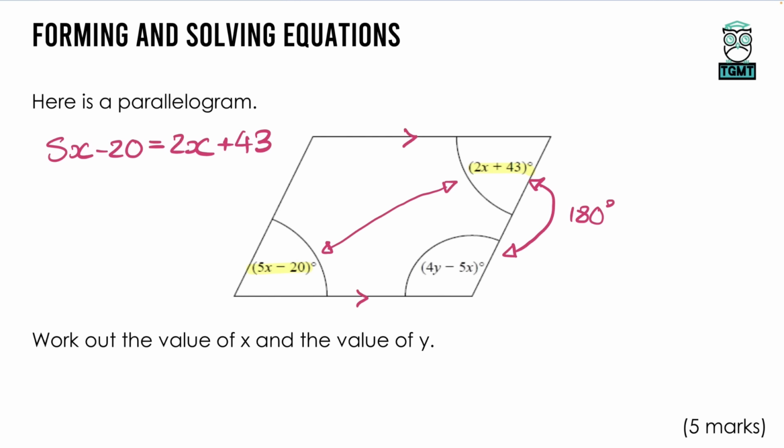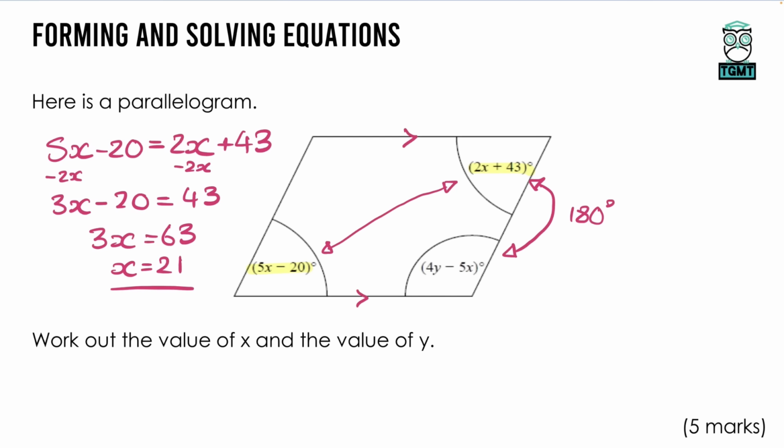There's x's on both sides, so we have to get rid of the smallest x from both sides. We get 3x minus 20 is equal to 43. We then need to add the 20 to the other side, so 3x is equal to 63. And then dividing by 3, we get x is equal to 21. So we now have the value of x, and that's what it wanted, the value of x, and it wants the value of y.